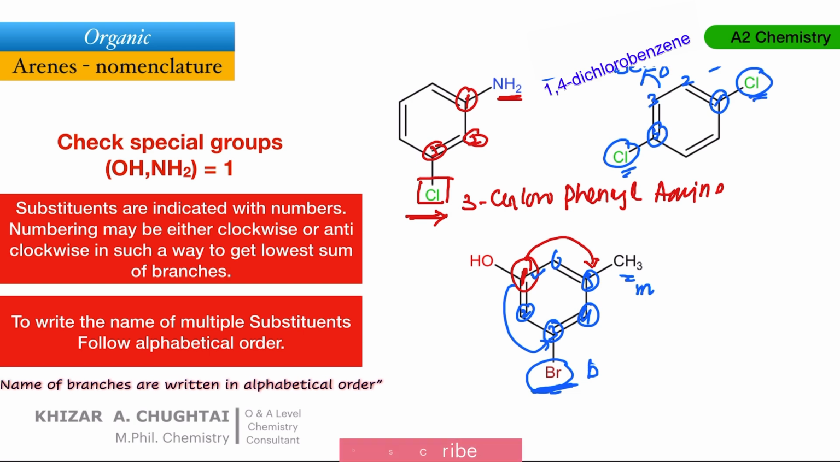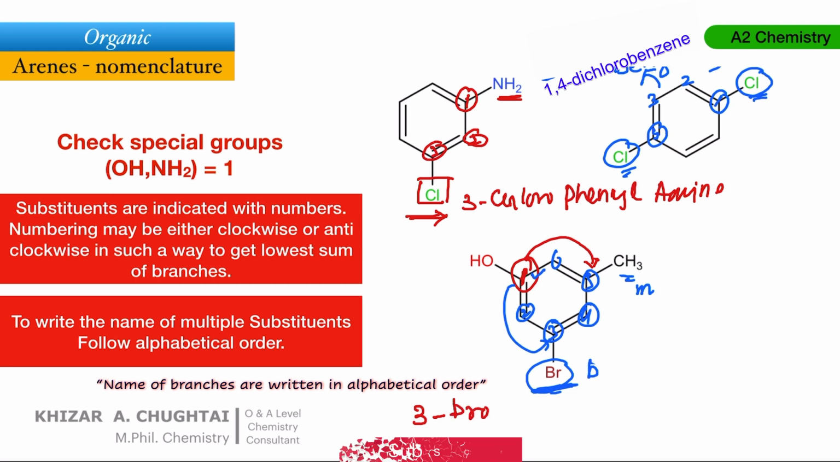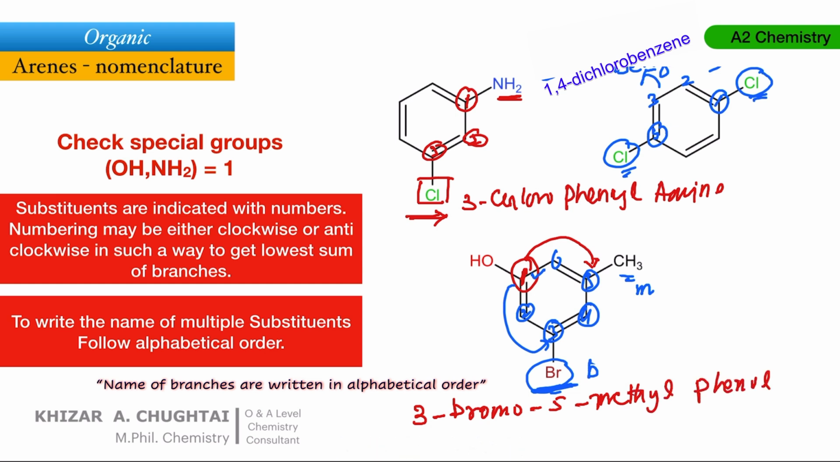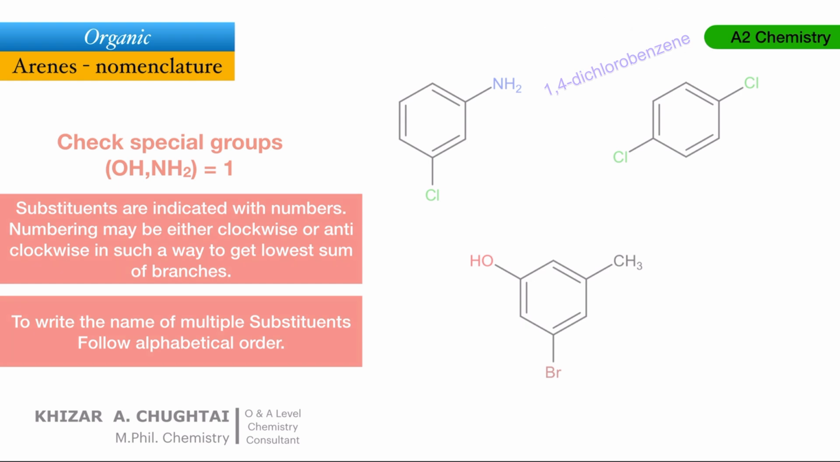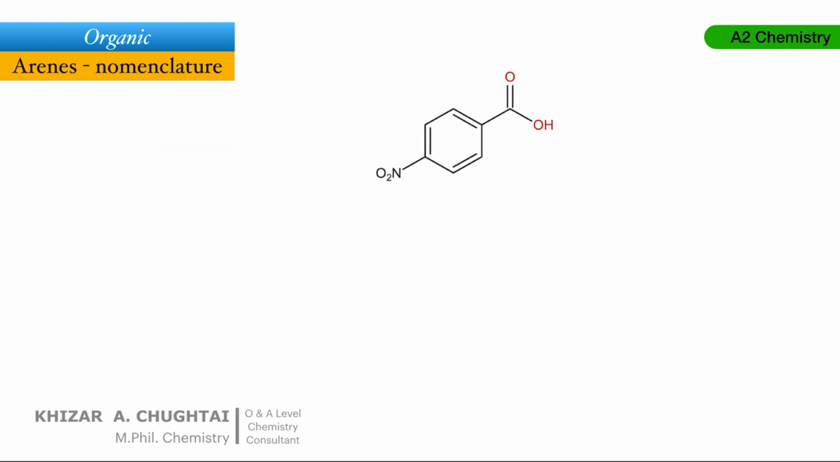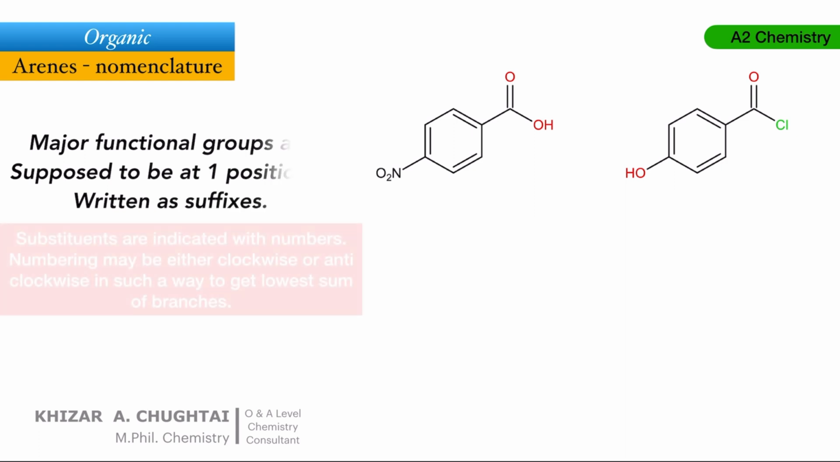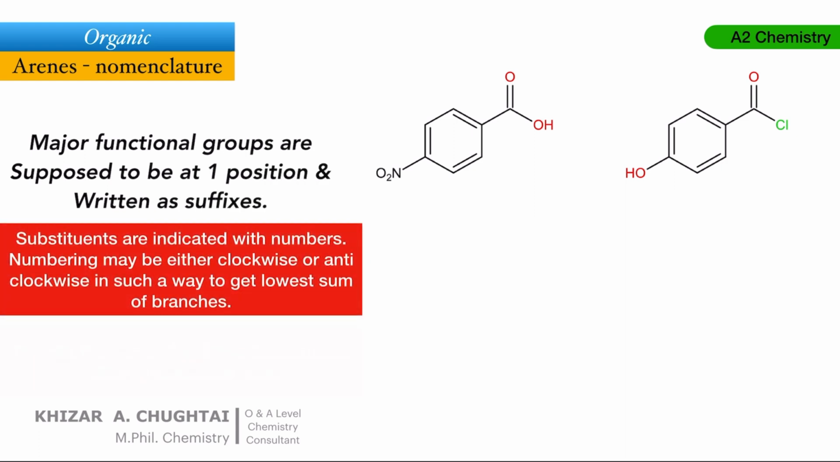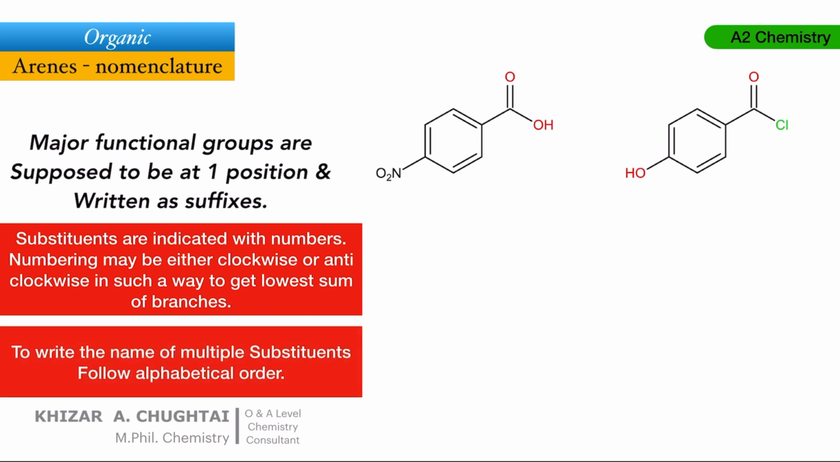So now it's turn to write the name. Its name will be 3-bromo, dash, 5-methyl, phenol. As you know, this OH group is written with the benzene ring. Major functional groups are supposed to be at one position and written as suffix, as you know.